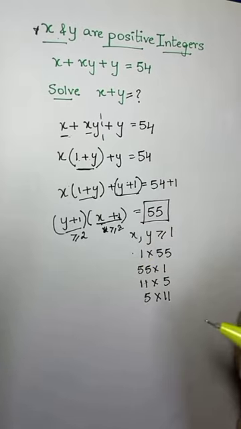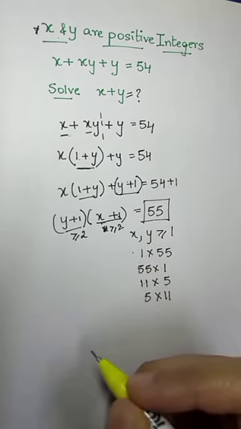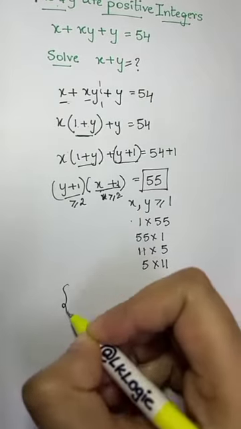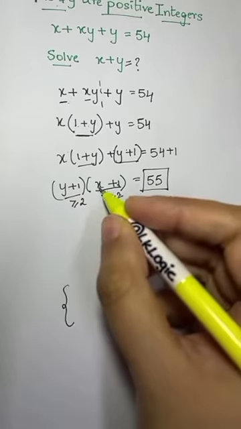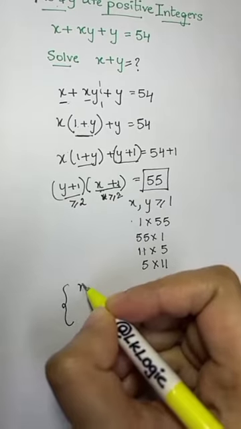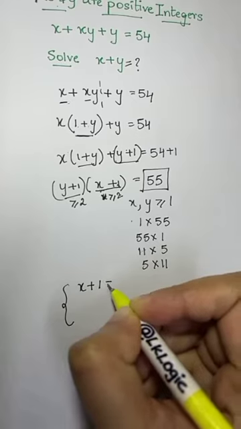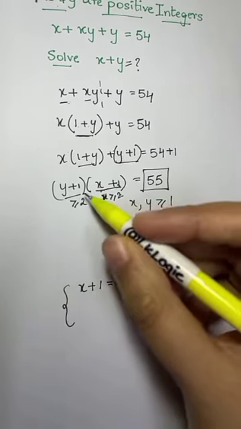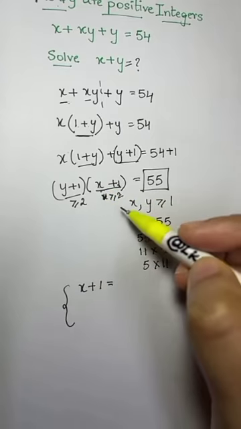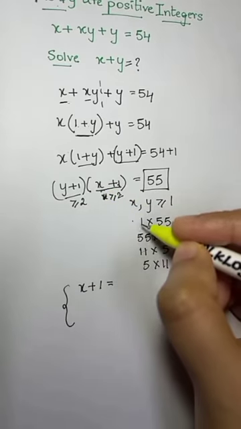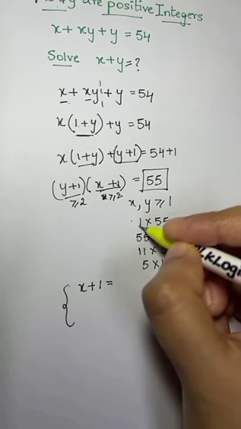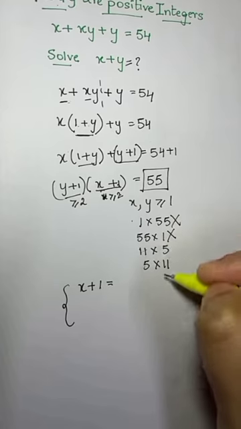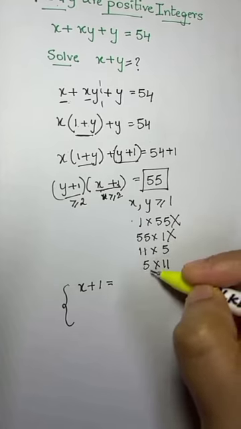Now let's see. So we have two ways. Let me write that down. If I have x plus 1, first of all, it is greater than or equal to 2. x plus 1 or y plus 1 is greater than or equal to 2. So I cannot have 1 as a factor. Let me strike off these, they can't be factors. Now I only have 2 factor pairs left, 11 times 5 and 5 times 11.